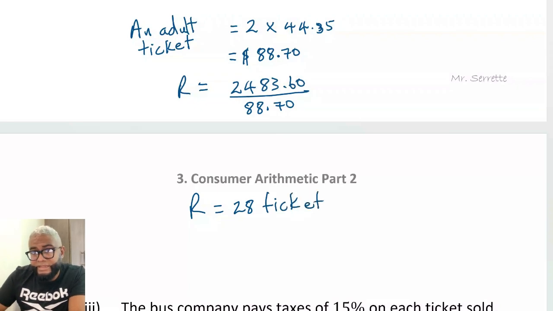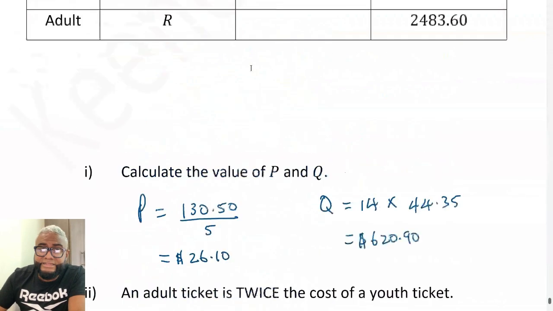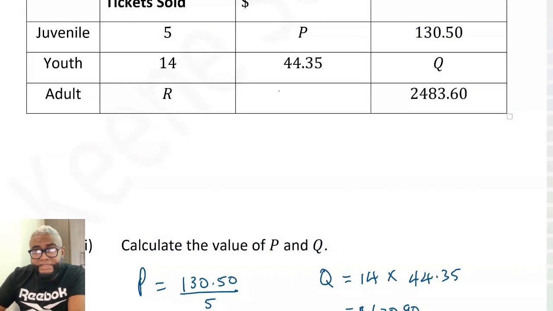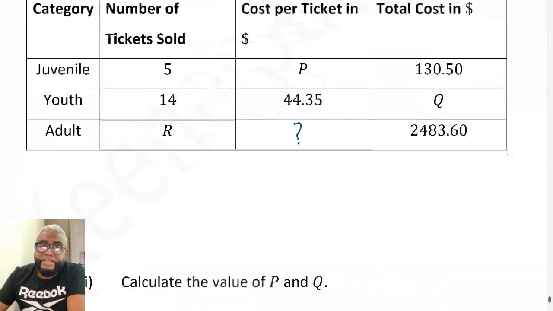Guys, I don't understand what went on in this question above here. I don't know why they gave the 88.70, but it is what it is. They should have had a letter for this. That's what they should have done.